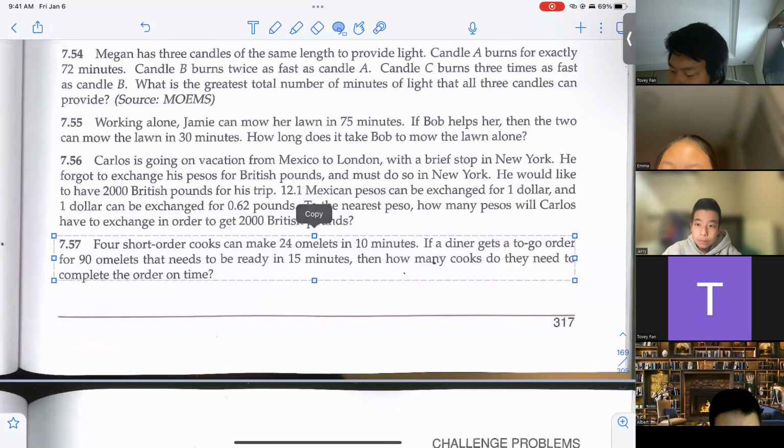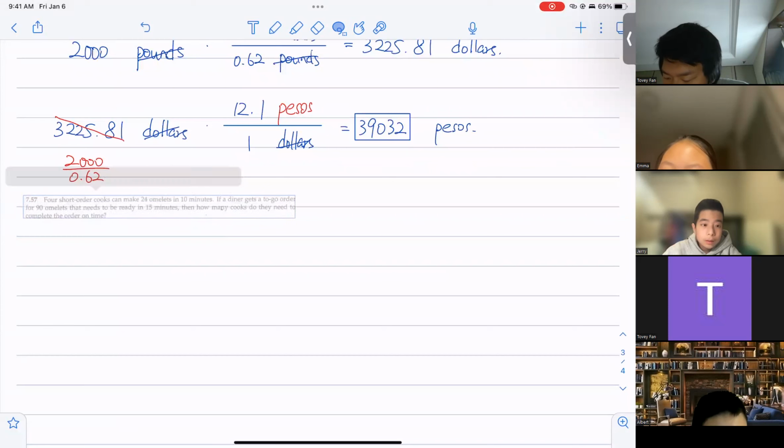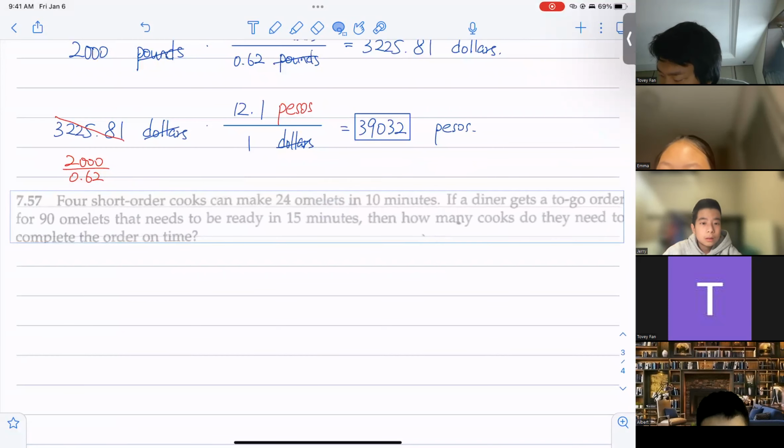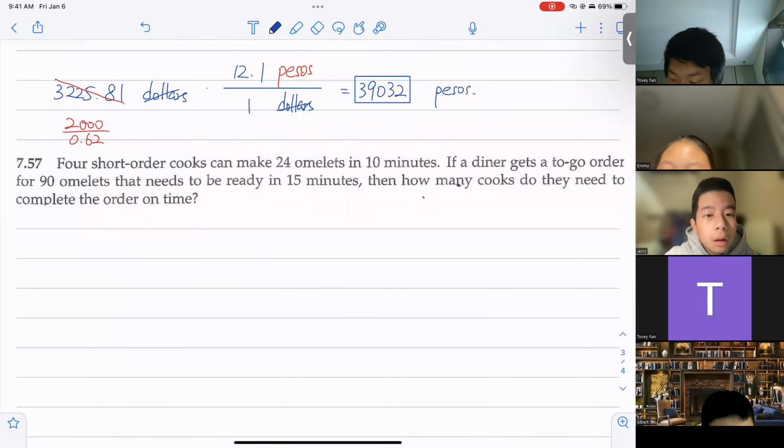Okay, next 7.57. This one is for Albert. Let me see. Okay, this one I think Jerry got it right. Yeah, Jerry got it right. Albert, you got it wrong. And then let's see, Emma didn't get it either. Okay, so I'll give this chance to Albert to maybe do it again.